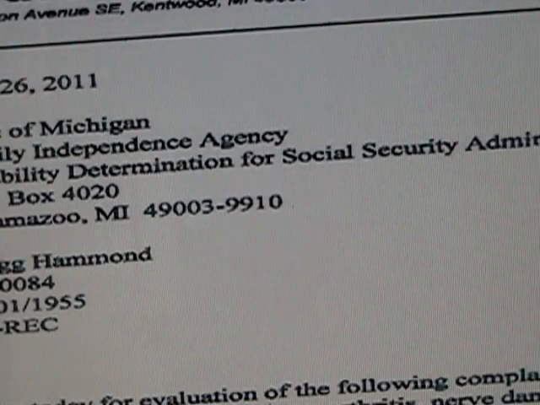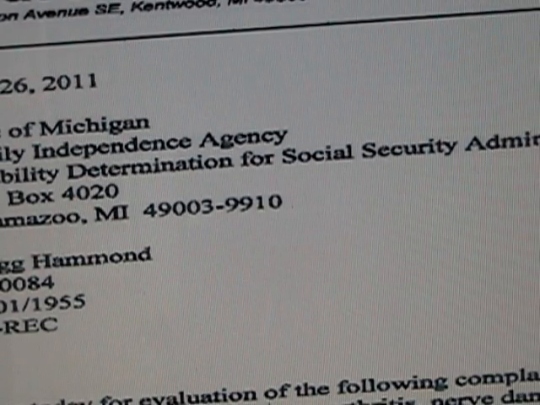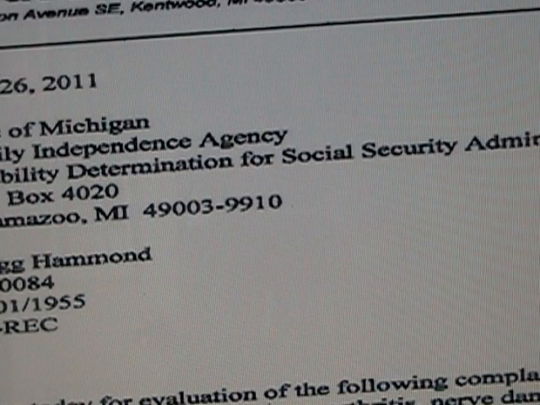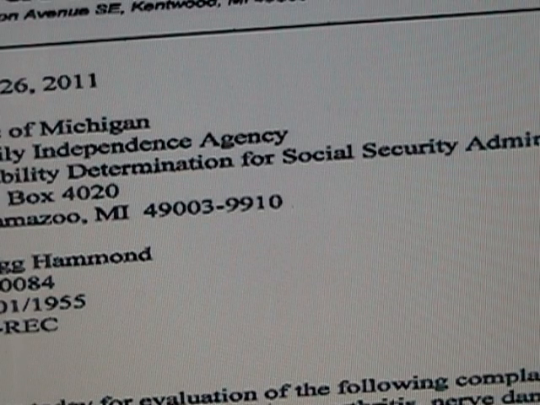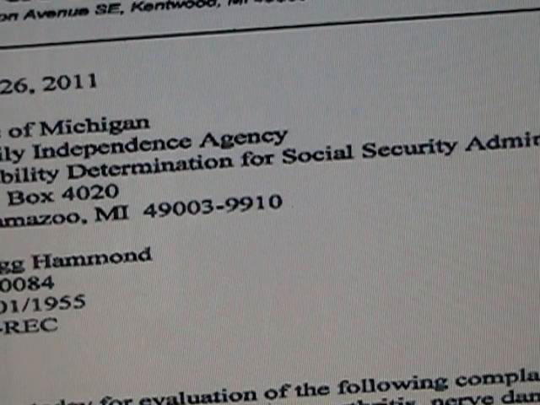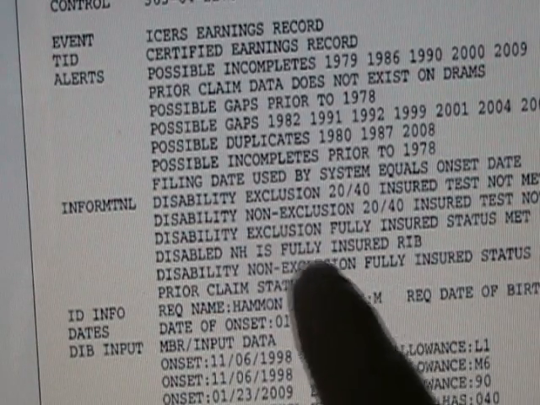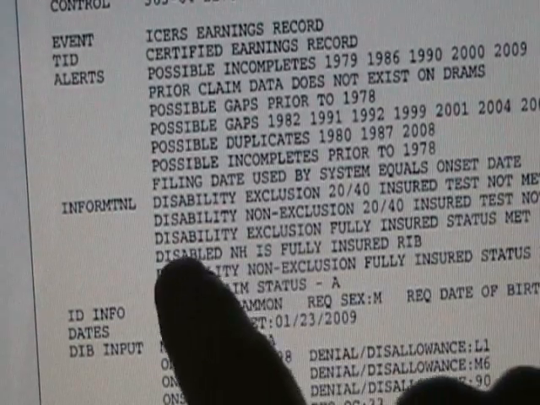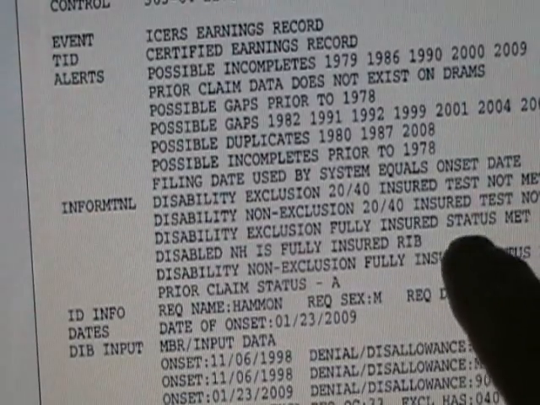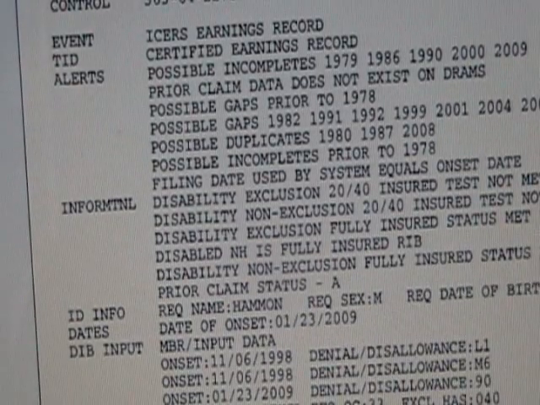Now, somewhere in here, oh, this is what they based my denial on. This is the Great Lakes Medical Evaluations. I mean, one paragraph that starts out with no physician-patient relationship was established. And look at this. Disability non-exclusion insured test not met. I don't know what that means. But disability exclusion, fully insured status met. Disabled is fully insured. Fully insured status met. I mean, how much?